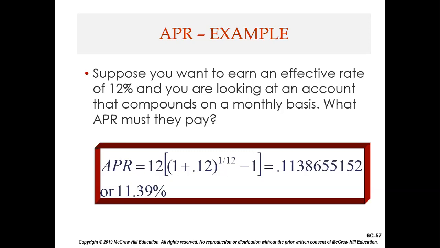0.1138. So 11.39%. You want the bank to say, we pay an annual percentage rate of 11.39% monthly, okay? Effective rate, okay. For you to actually earn an effective interest rate of 12%.